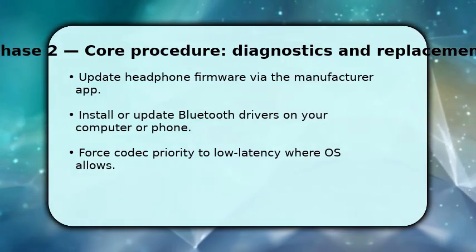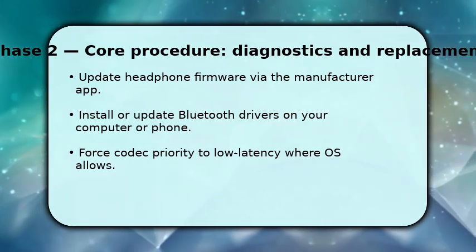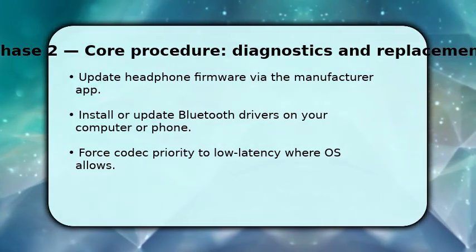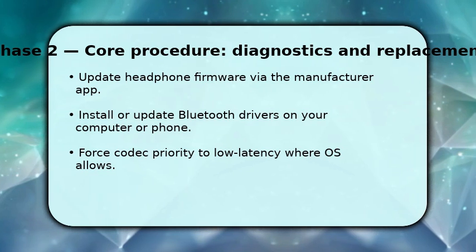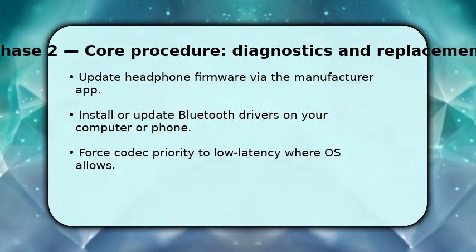Once updated, go to Developer or Advanced Bluetooth settings and set codec priority to a low-latency option or disable wideband audio if required. This combination tightens packet timing and reduces buffering between sources.